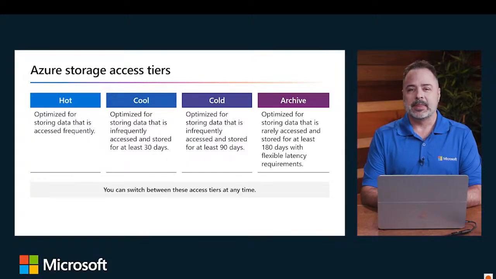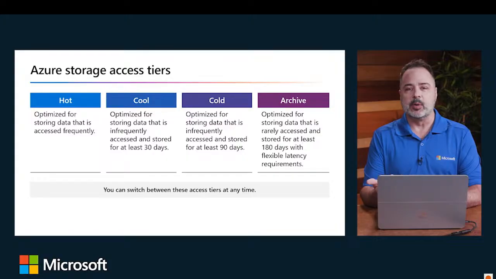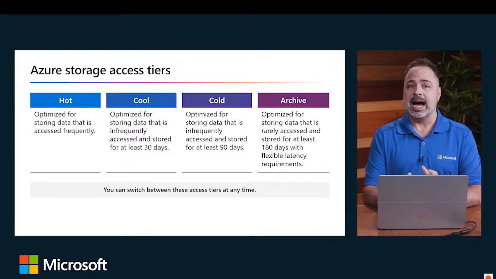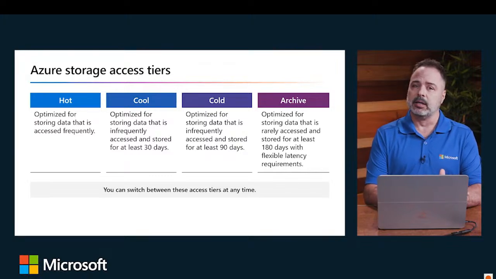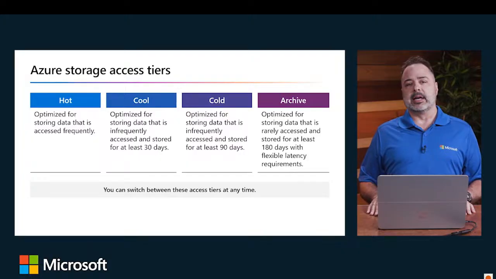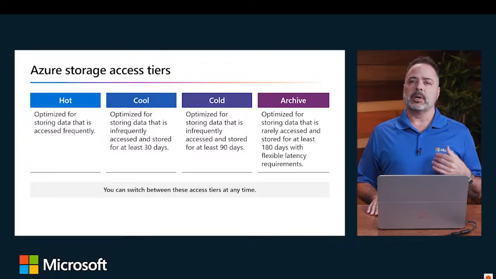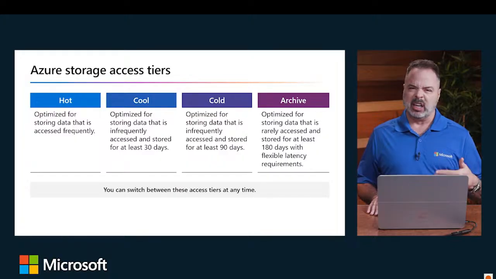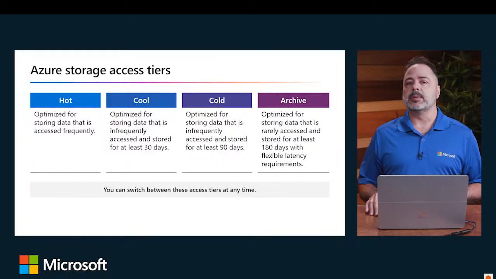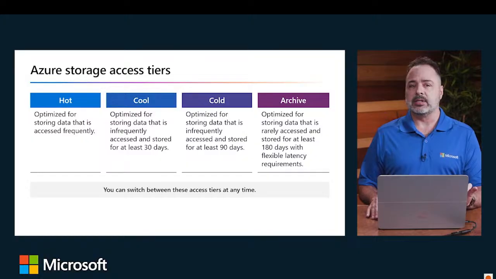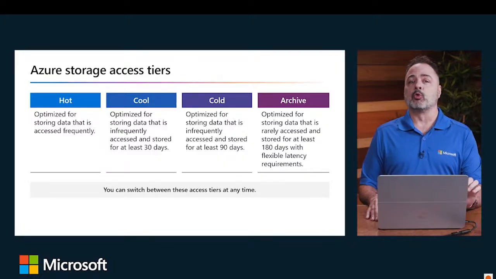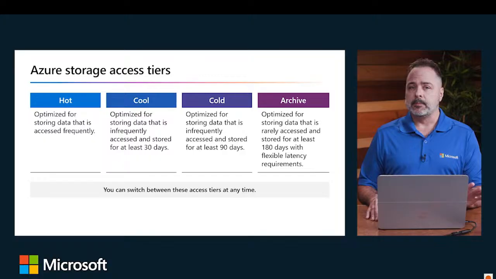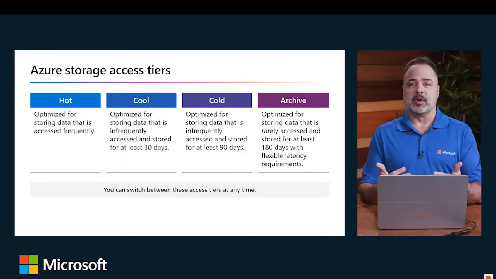The cool tier is optimized for data that is infrequently accessed or modified. It has lower storage cost and higher access costs compared to the hot tier, making it suitable for data that you don't need to access often, but you still want to keep readily available. Data needs to be stored in this tier for at least 30 days to get the full benefit of the discounted pricing.